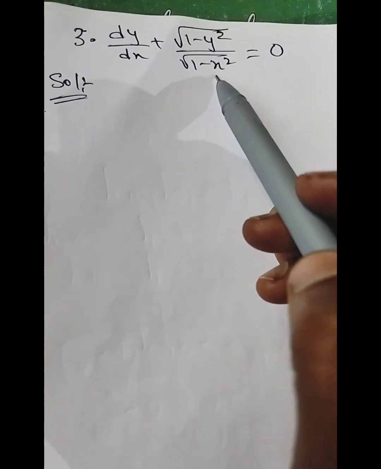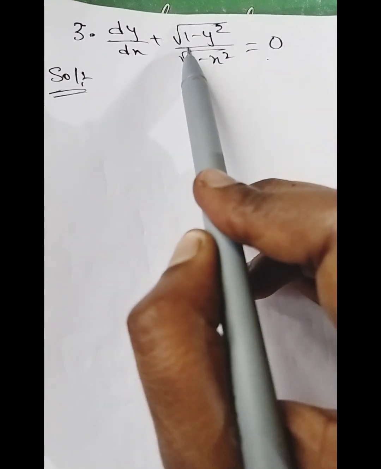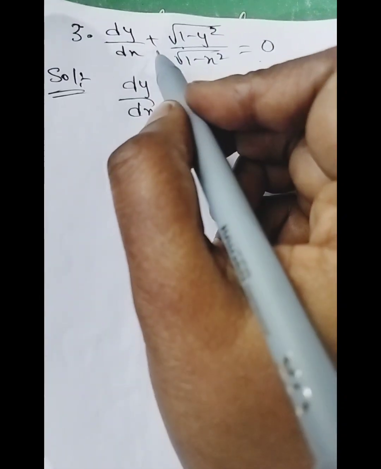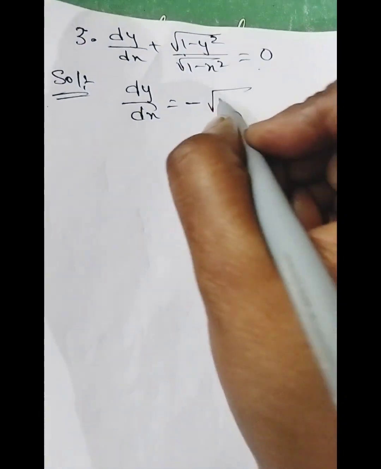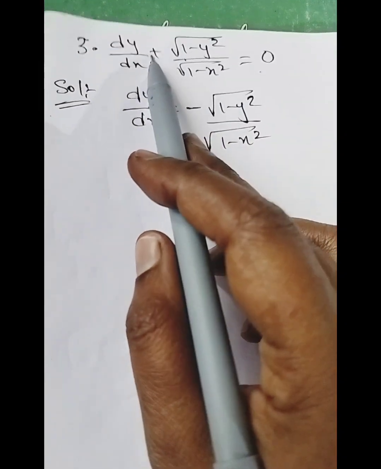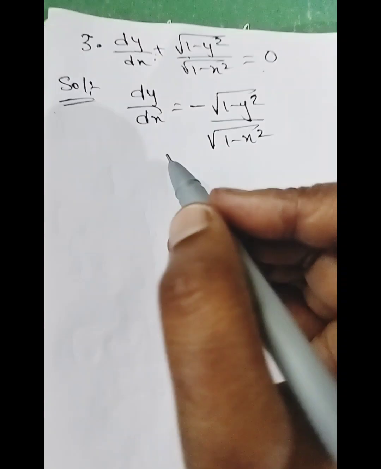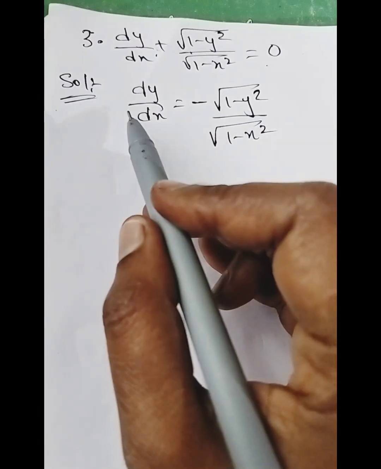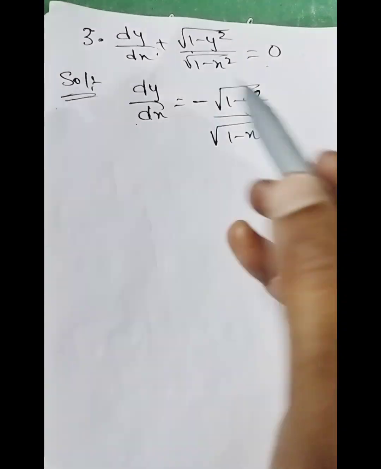So third problem, dy by dx plus root of 1 minus y square by root of 1 minus x square equal to 0. So in order to solve this by variable separable method, first you need to take this term to the right hand side. So dy by dx equal to, we will get here minus root of 1 minus y square by root of 1 minus x square, because here we have plus, and if you send that to the right hand side we'll get minus. Next, so bring this root of 1 minus y square to the left hand side and take this dx to the right hand side.